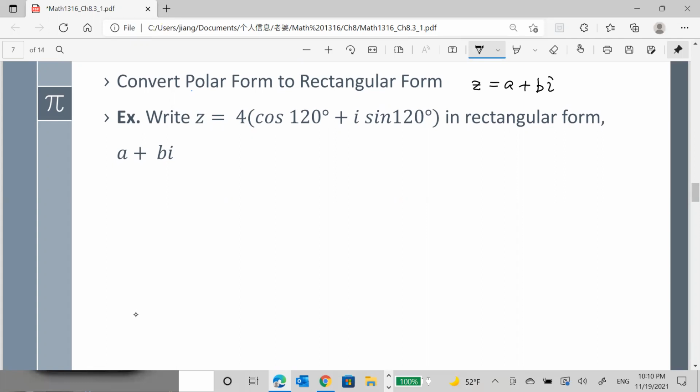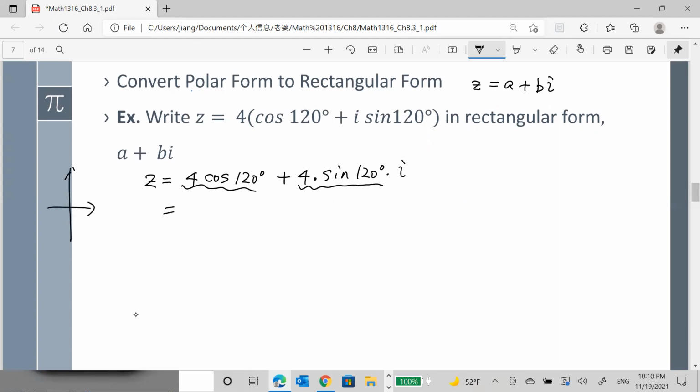Look at this example. Can I distribute this 4 in the parentheses? Let's see, what is that? Equals, first we distribute the 4 times cosine 120 degrees plus 4 times, I can move the i to the back, sine 120 degrees times i. Is this one the a part? Is this one the b part? Yes, so just plug in the value of 120.